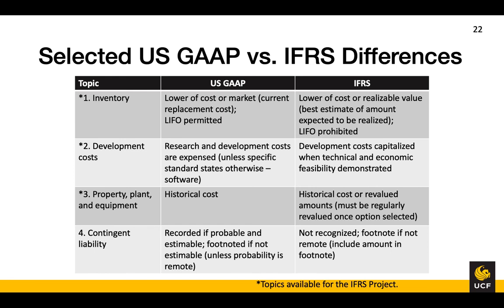Contingent liabilities are recorded under US GAAP when they are probable and estimable. If no estimate of the probable loss can be made, then the contingent liability is disclosed in a footnote but not recorded on the financial statements. IFRS rules do not record contingent liabilities, but do disclose their existence and the amount when estimable in the financial statement footnotes.